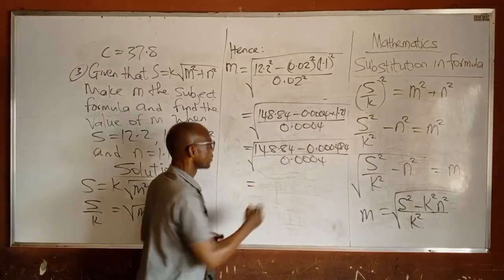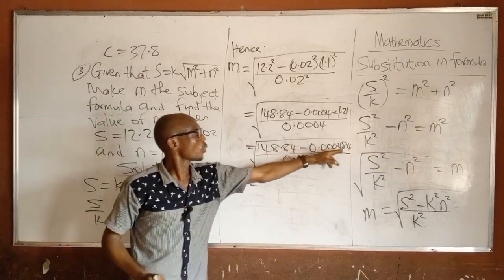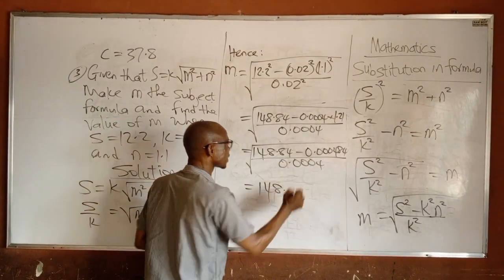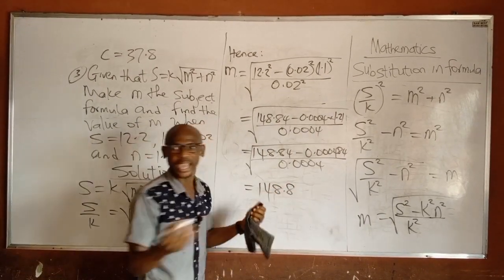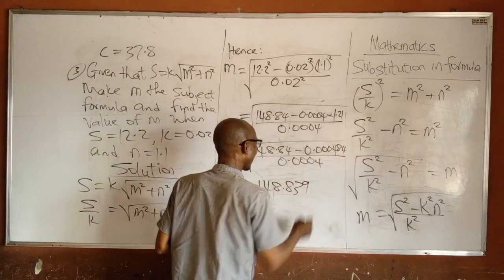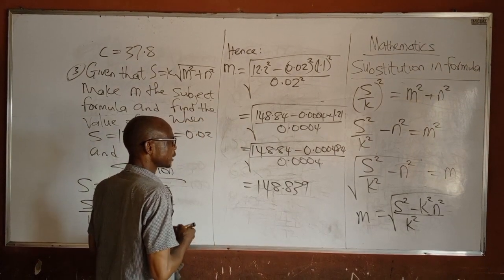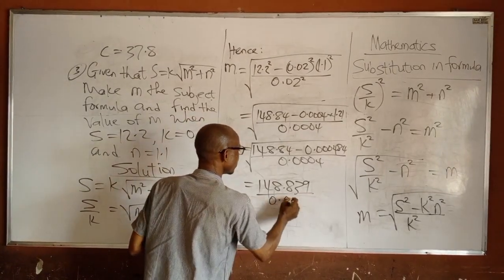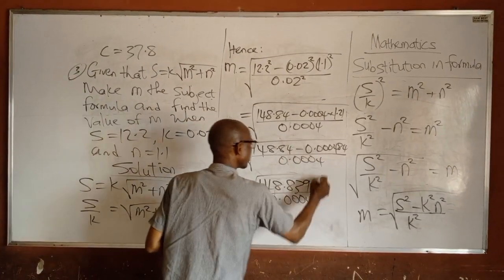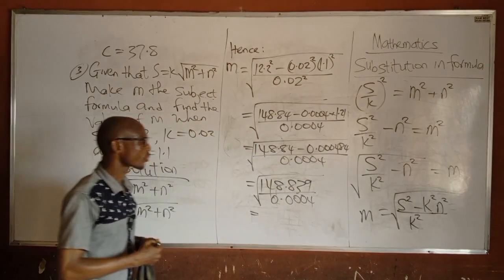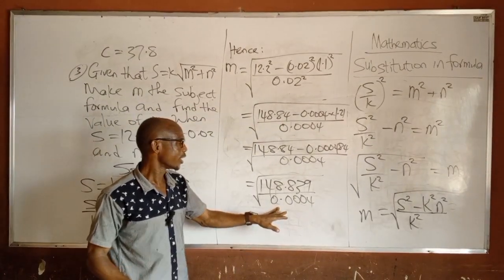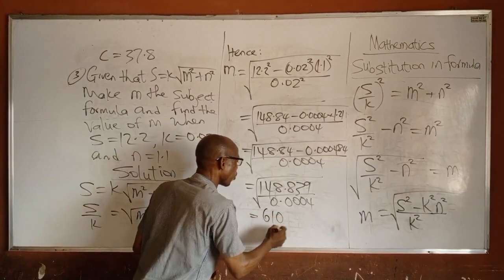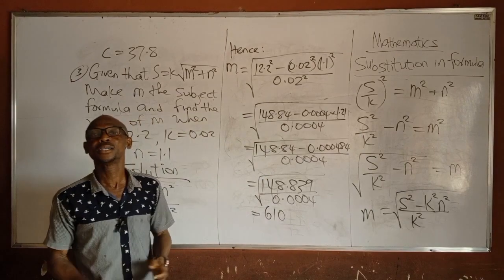We now have this. Subtract this. We are going to get 148.839 all over 0.0004. So compute that with your calculator. What will be our final answer? If you are computing that with your calculator, we are going to have 601 as a whole number.